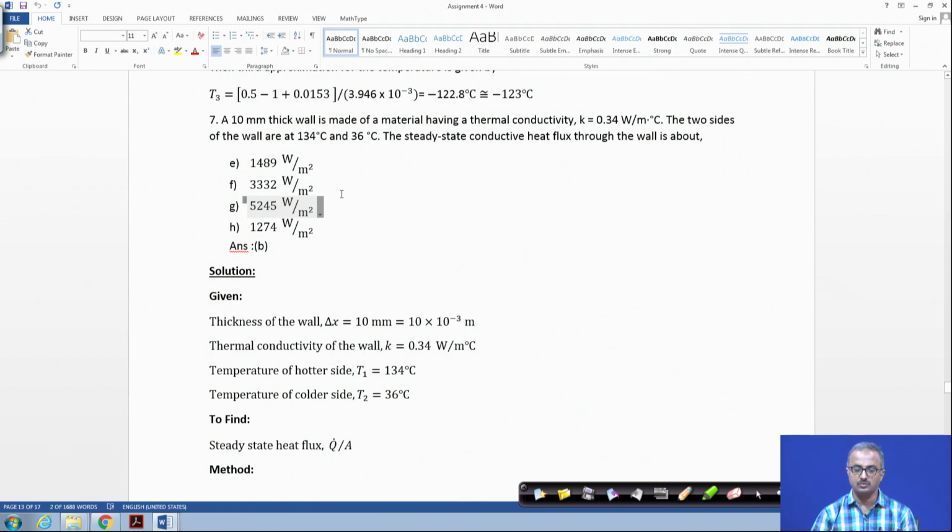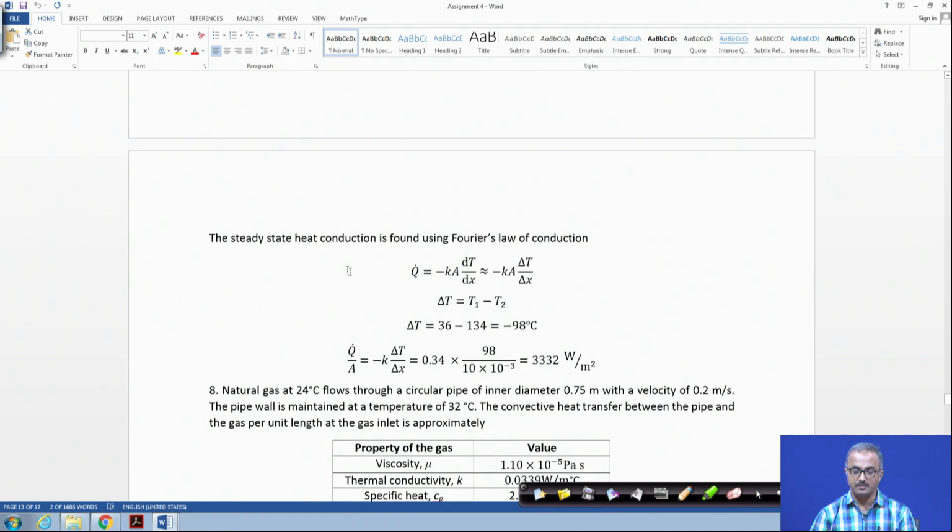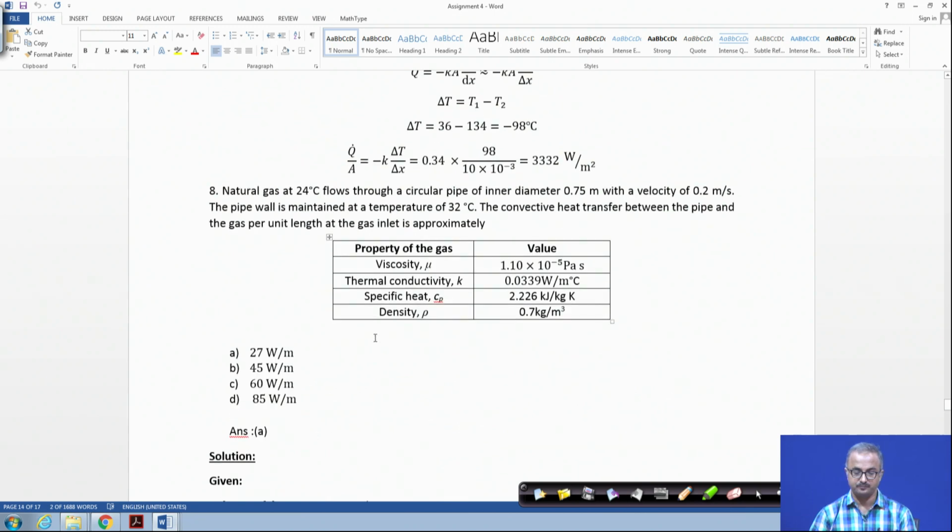And here is a question on the steady state conductive flux, and again they are very standard problems which have been given. This kind of equation is used, that is the Fourier law of conduction, and here we find that all the temperature differences have been given, and this is how you are able to get the flux value using Fourier's law of heat conduction.